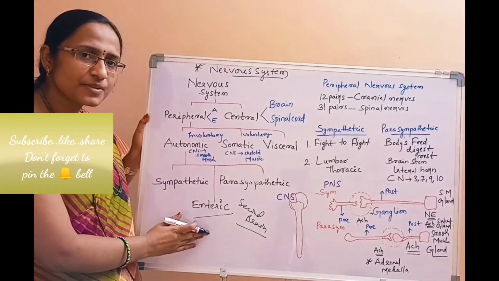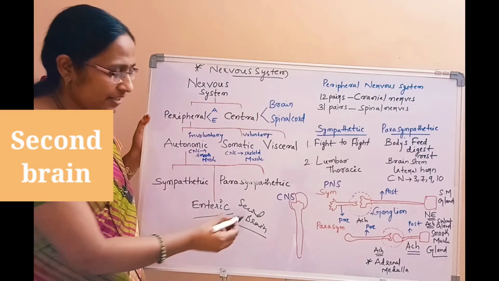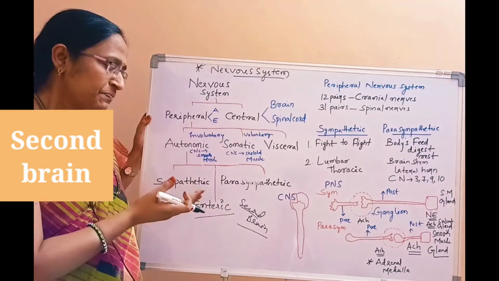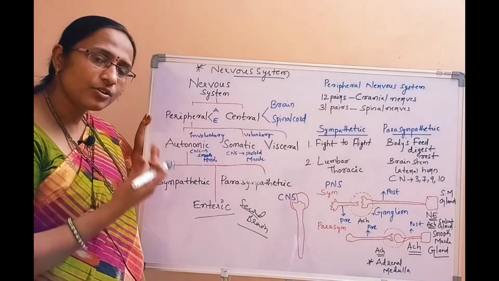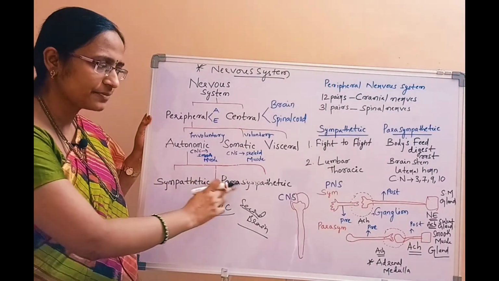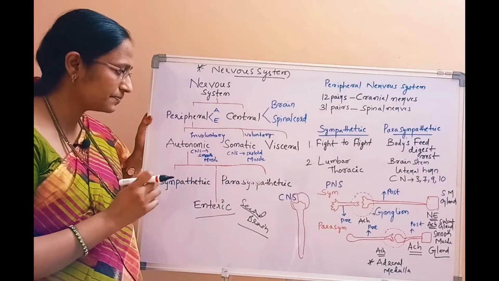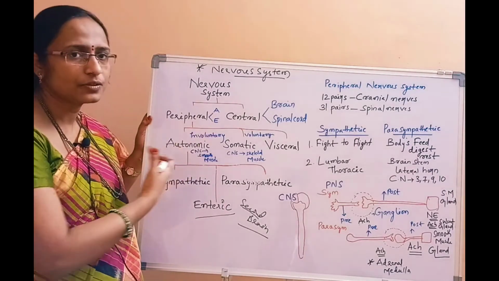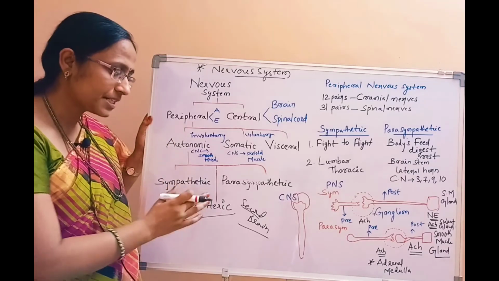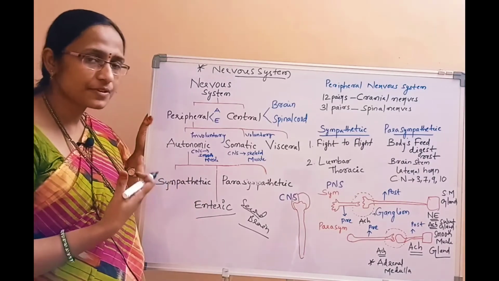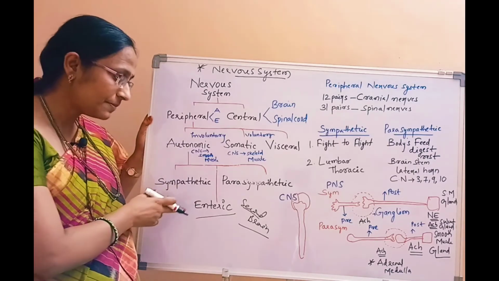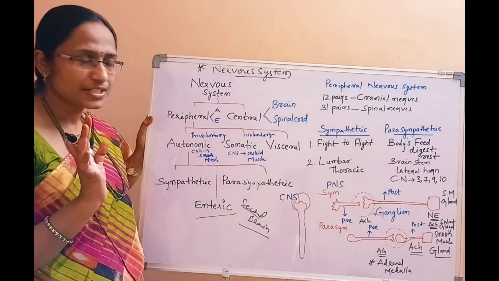The enteric nervous system is called the second brain. It is called the second brain. Why it is called the second brain is that it is going to operate irrespective of the sympathetic nervous system as well as the parasympathetic nervous system, but under the vicinity of the autonomous nervous system, and still it carries different types of actions, for example all the GIT secretions will be controlled by your enteric nervous system.